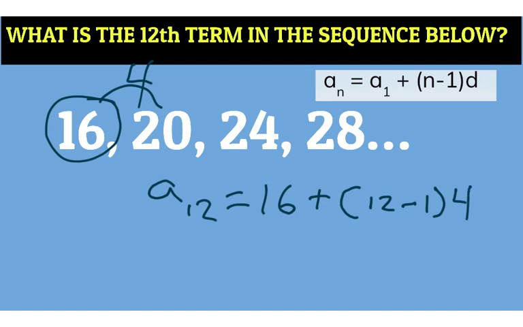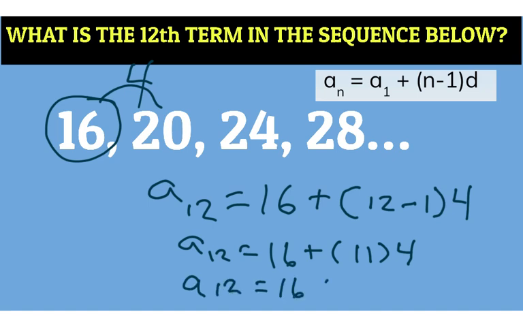From here, we just evaluate. All right, so I have A12 equals 16 plus 11 times 4. So it's going to give us A12 equals 16 plus 44. And 16 plus 44 is going to equal 60. So A12, or the 12th term, is going to equal 60.